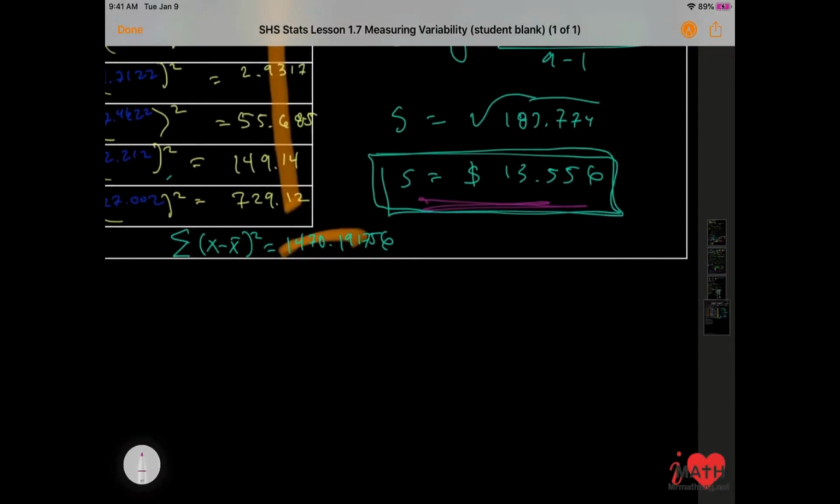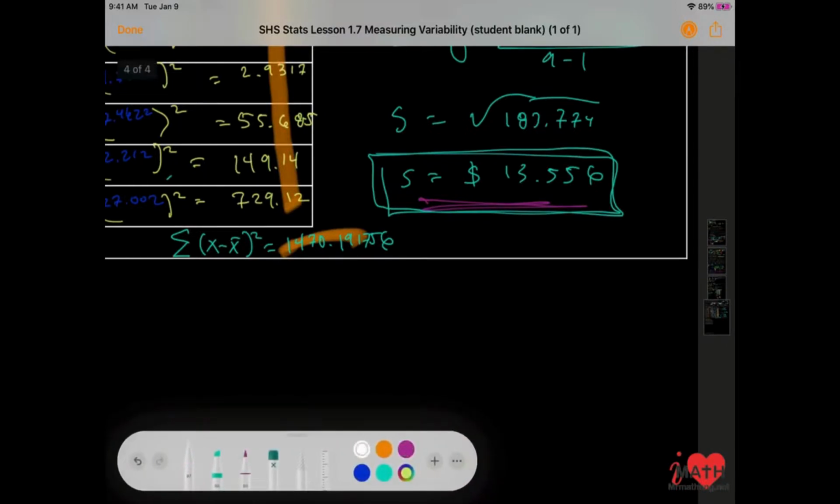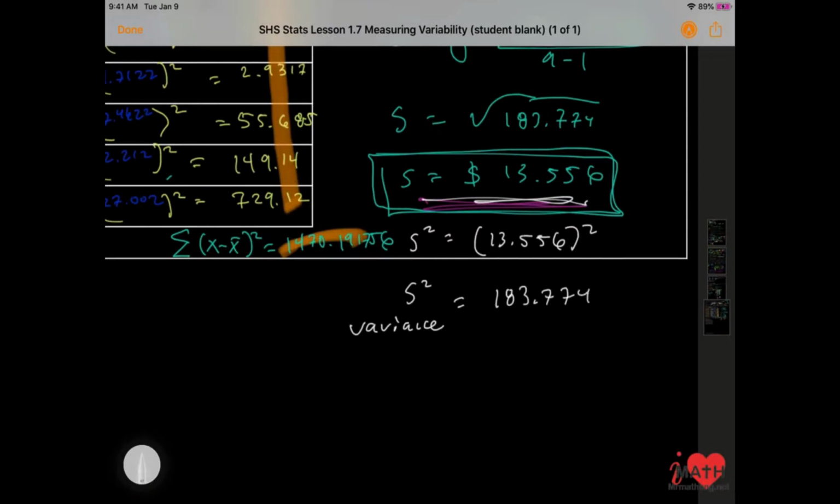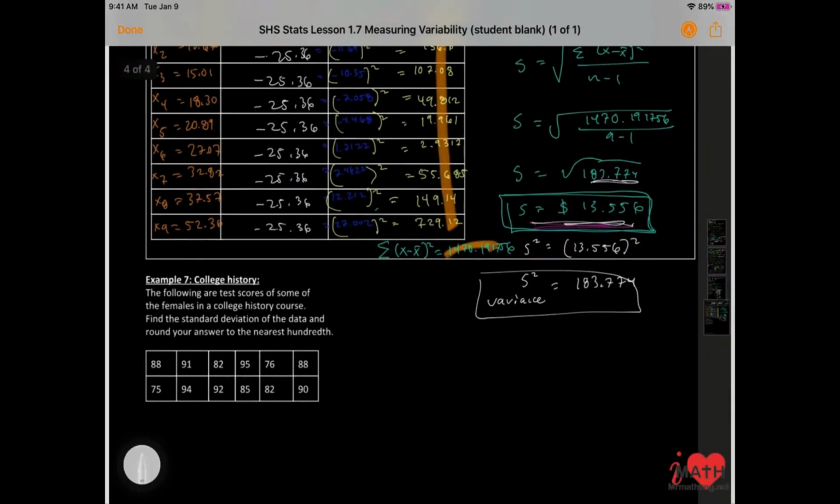Okay, variance. How do you get the variance? Variance is just s squared. So if s is equal to this number, if you just square it, you'll get s squared, which is variance. And that number would be, if you think about it, it's already above, 183.774. You see that number right there? So that's how you found standard deviation and variance.